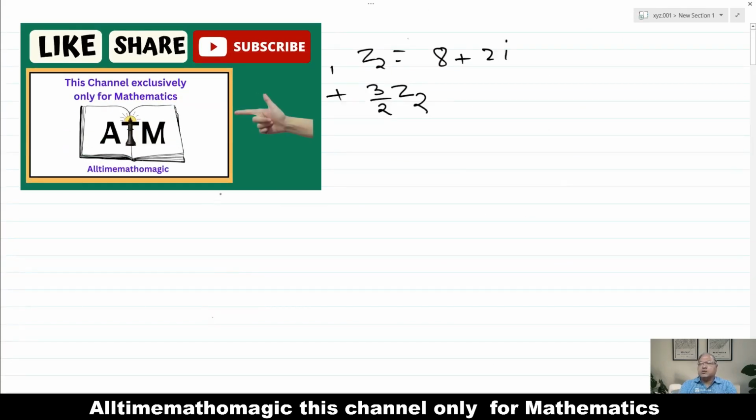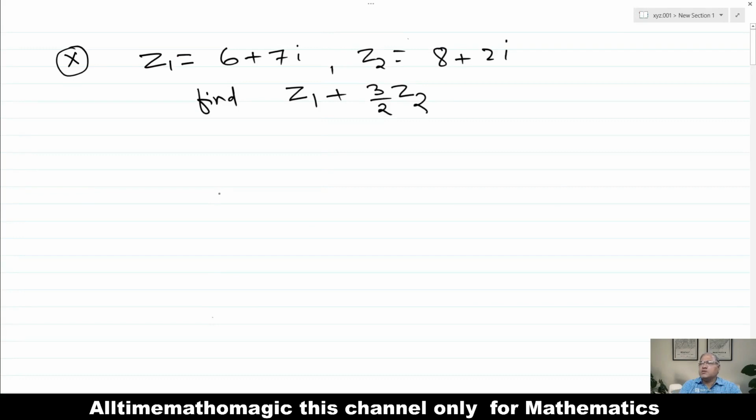Now the next question: Z1 equals 6 plus 7i, Z2 equals 8 plus 2i. Find the value of Z1 plus 3 upon 2 Z2. Solution: we need to find Z1 plus 3 upon 2 Z2, that is equal to 2Z1 plus 3Z2 upon 2.